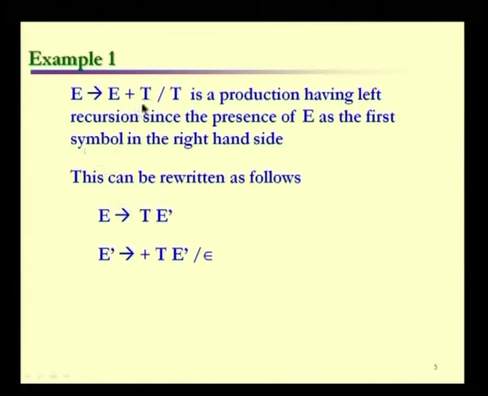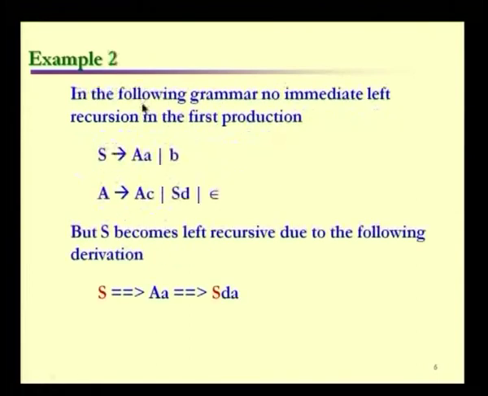So, this is the output produced after rewriting the grammar E derives E plus T or T without left recursion. This was a direct case, but now here we have another grammar which has two sets of productions, one for S and another for A. As far as S is concerned, we have capital A followed by a small a, or it can be even B also. We do not find any left recursion in production 1.